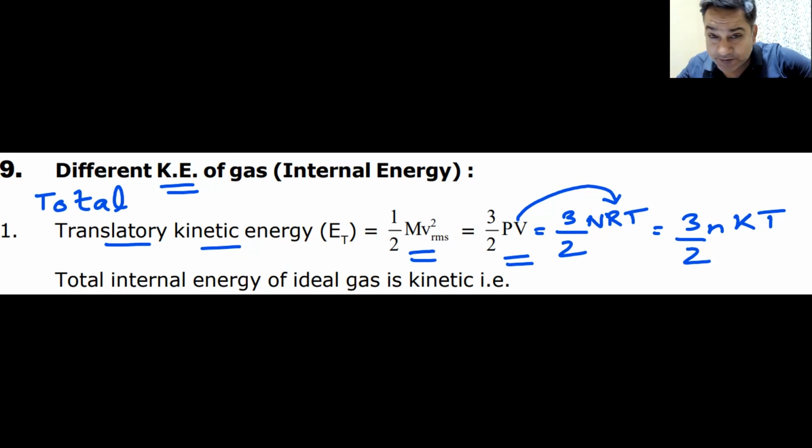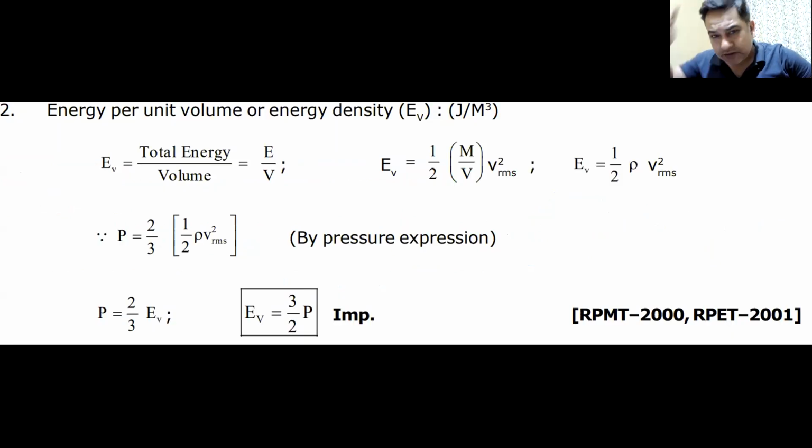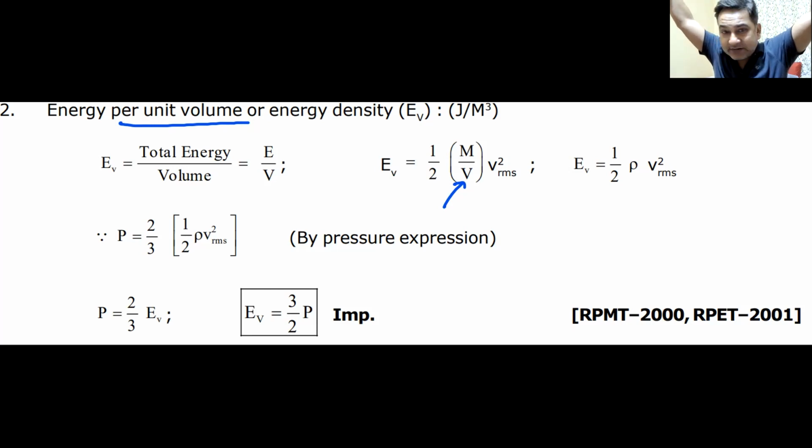Then, as I said, different types of kinetic energies. The first one we saw was total kinetic energy. This is kinetic energy per unit volume. So how do we find it out? We take the total kinetic energy, half m v rms squared, and we divide it by the volume V. Do we see this? Yes or no?